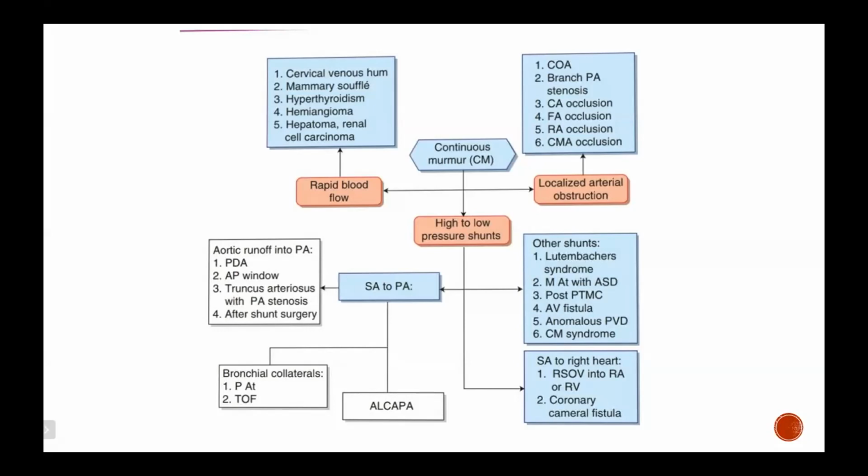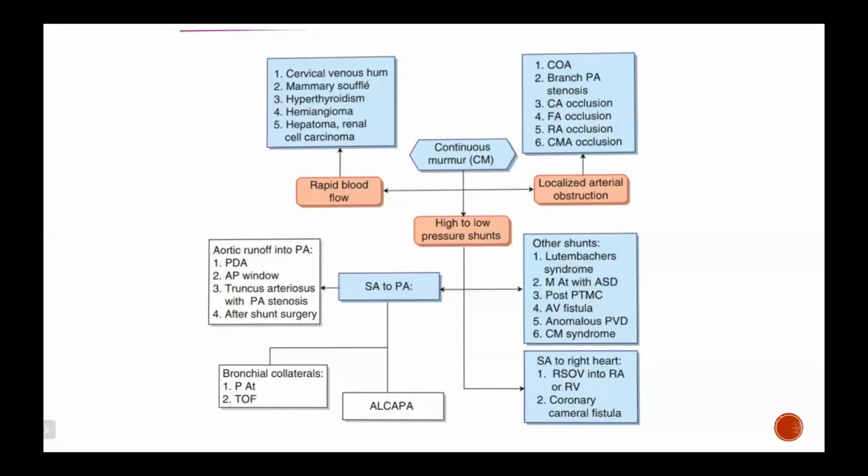That's the first reason. Second reason is whenever there is a rapid blood flow. If there is a rapid blood flow during systole as well as diastole, the blood will be turbulent. So therefore, you will be able to hear a murmur. For example, the mammary souffle, hyperthyroidism, hemangioma, or highly vascular tumors like hepatoma, renal cell carcinoma. In all of these conditions, because of the increased vascularity and increased blood flow, you'll be able to hear a continuous murmur, irrespective of the cardiac cycle.